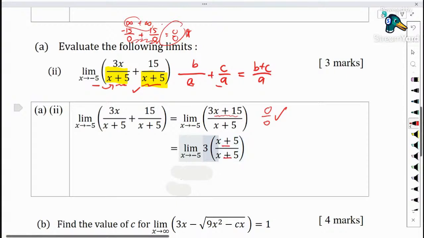These two terms can be cancelled off, left with the limit of constant 3. By the properties of limits, the limit of a constant will just equal the constant itself. So the answer is 3. So there goes the answer for A part 2.